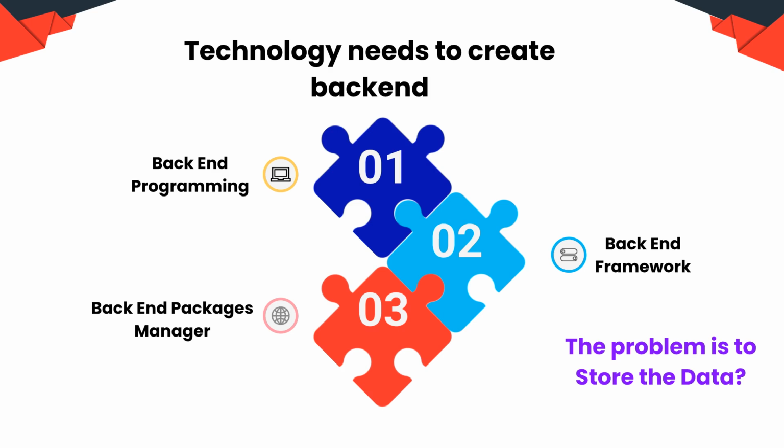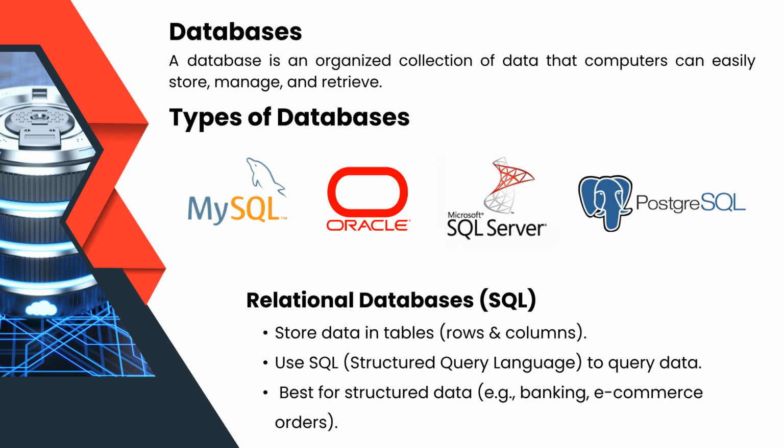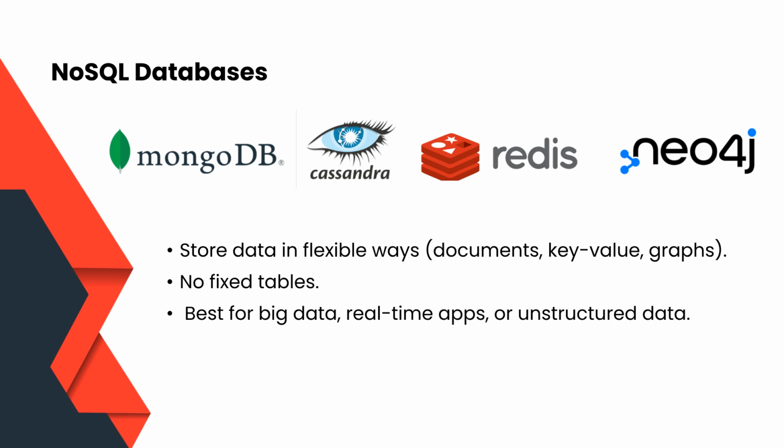However, a crucial problem remains. How do you store the data? Databases are organized collections of data for easy storage, management, and retrieval. Relational databases like MySQL use SQL to store structured data in tables. NoSQL databases, such as MongoDB, store data in flexible ways like documents or graphs. They are best suited for big data, real-time applications, or unstructured data.